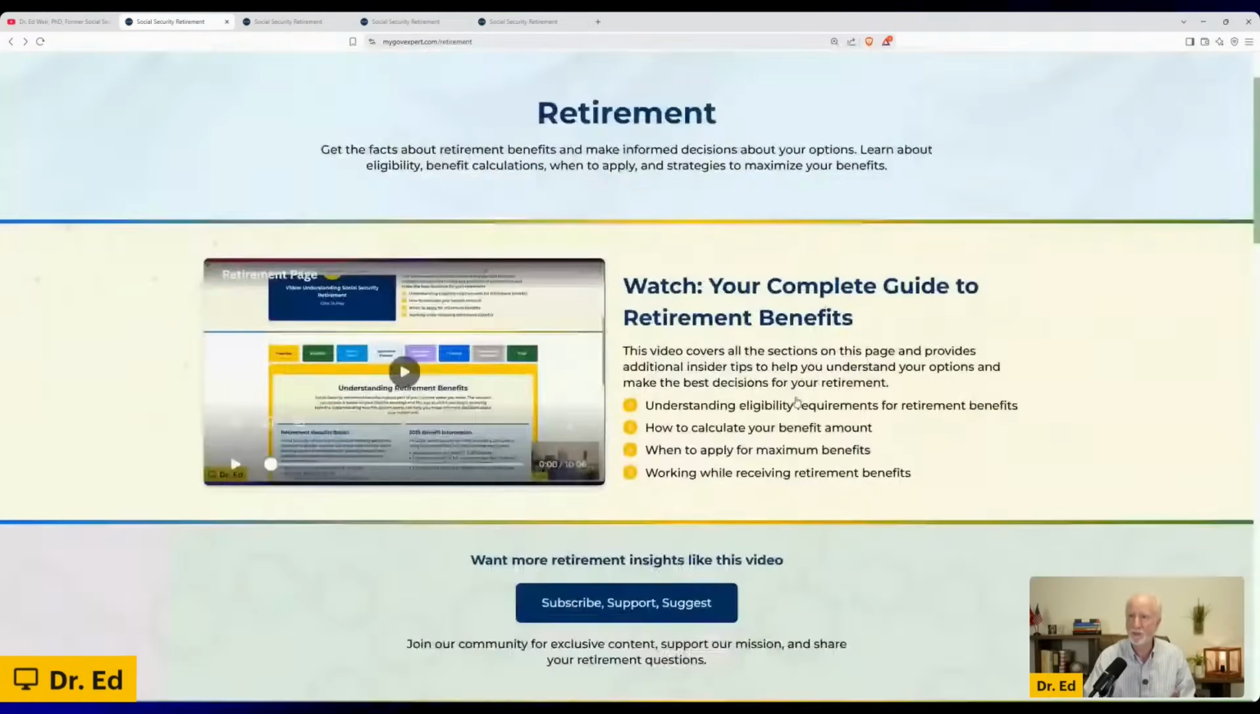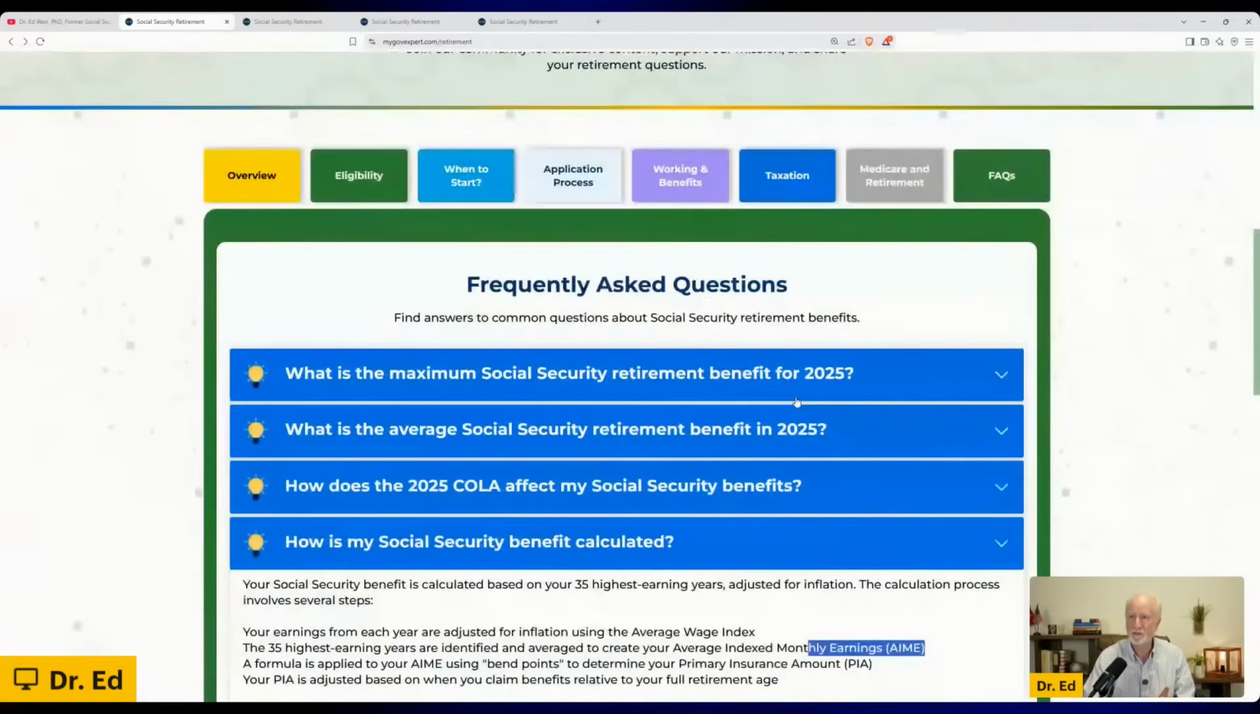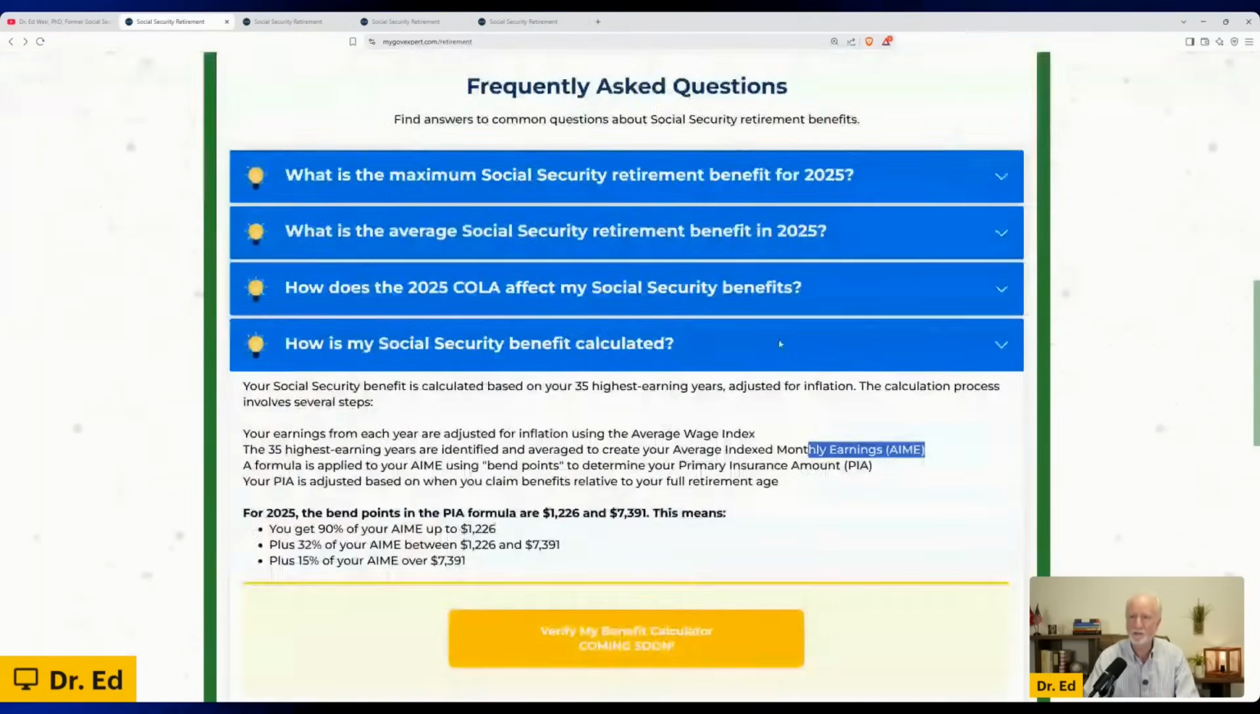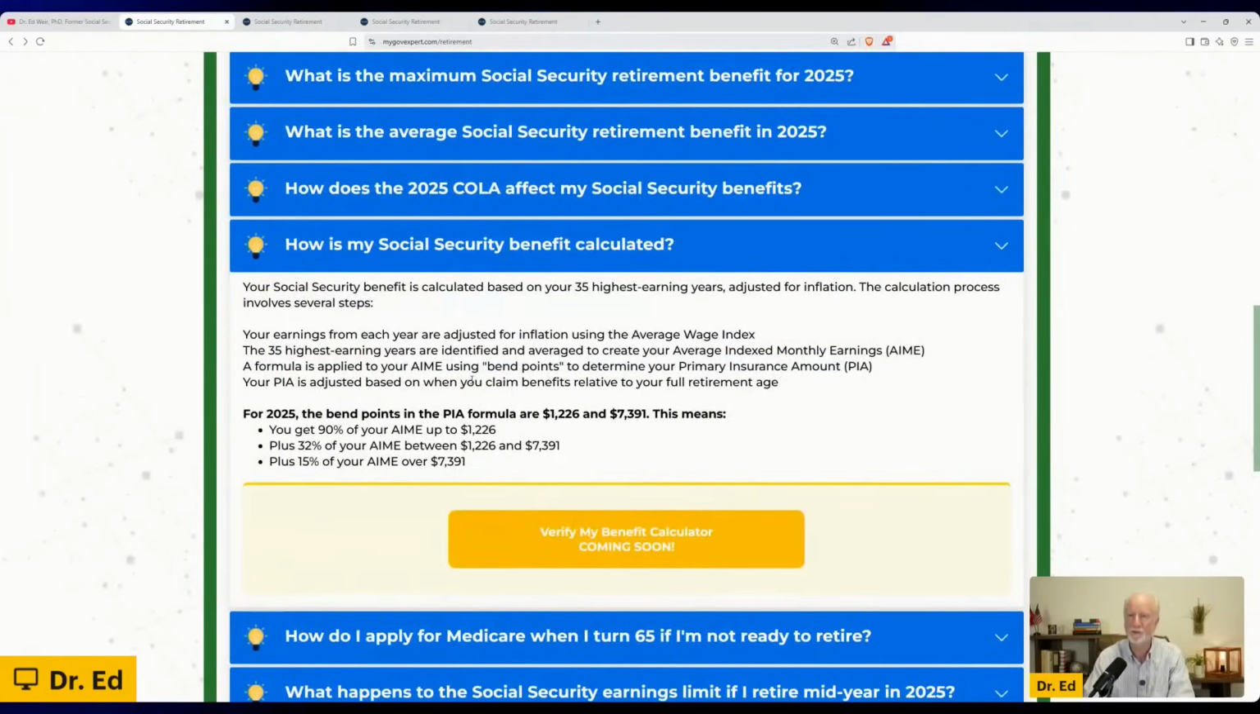To get to this webpage, it's retirement, and then you click on the frequently asked questions, and it gives you how my Social Security benefits are calculated, if you're watching this from another source.